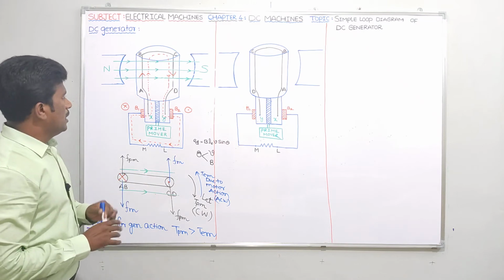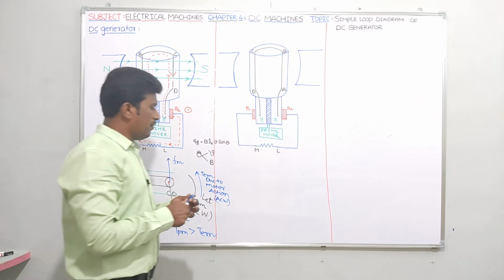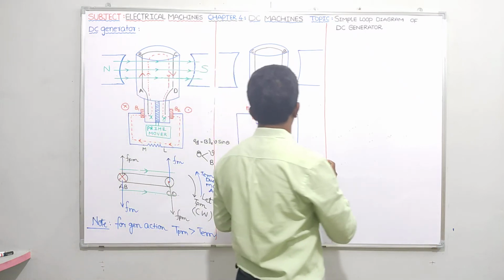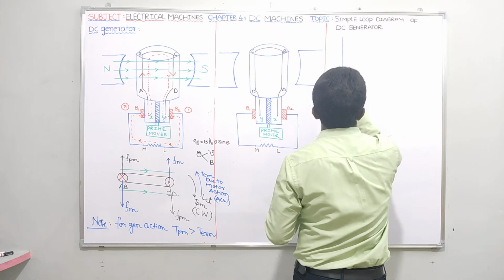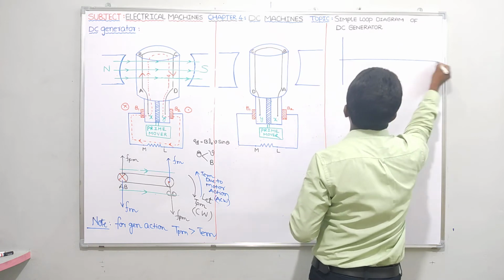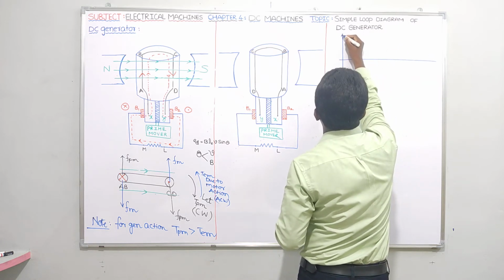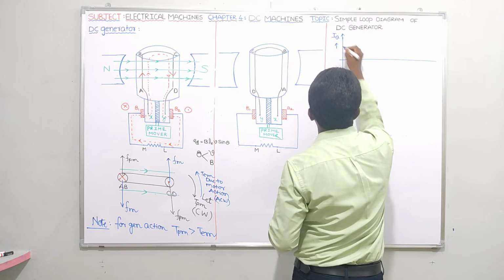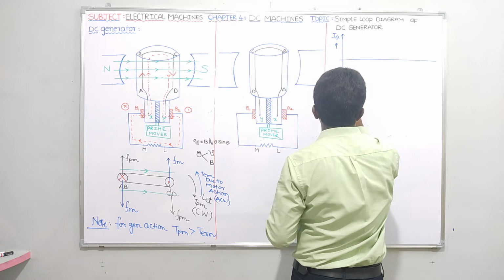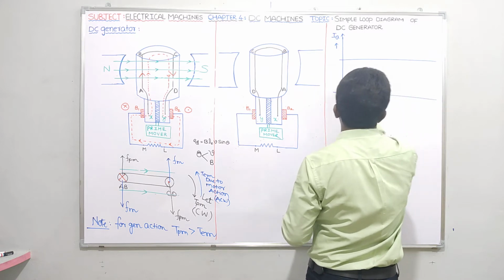Is it clear? Next, guys, let me draw waveforms first of all here. Very simple. Let me draw the armature current waveform, then I'll draw the load current waveform.